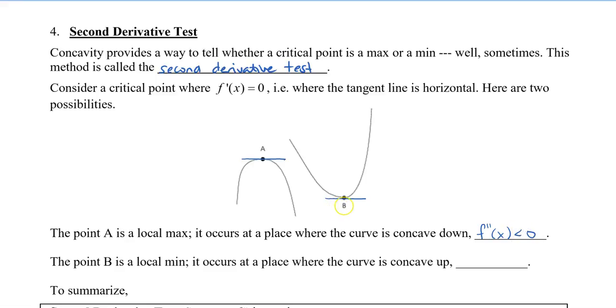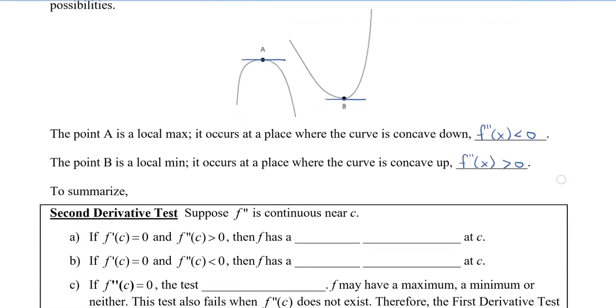Now the point B is a local minimum. So it occurs at a place where the curve is now concave up. So therefore, our second derivative is greater than 0. So to summarize, suppose f double prime, or the second derivative, is continuous near a point C.